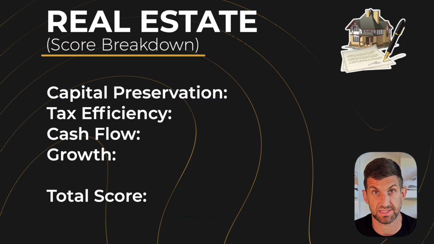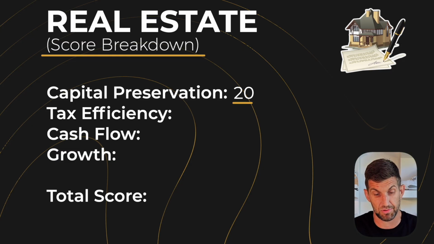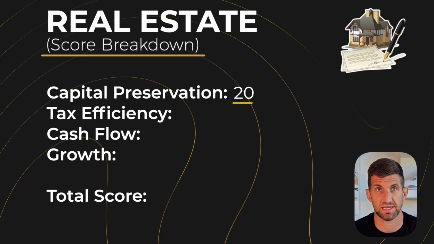Now let's get into real estate. Capital preservation of real estate. How likely is that initial investment going to be available? So your initial investment of your down payments, things like that. Once you have the equity in the house, you always have that. So I would say that we're going to give that a score of 20 for capital preservation. Tax efficiency, you are going to be taxed on long-term capital gains, but there are tons and tons of tax advantages to real estate. So we are going to give that a score of 20.